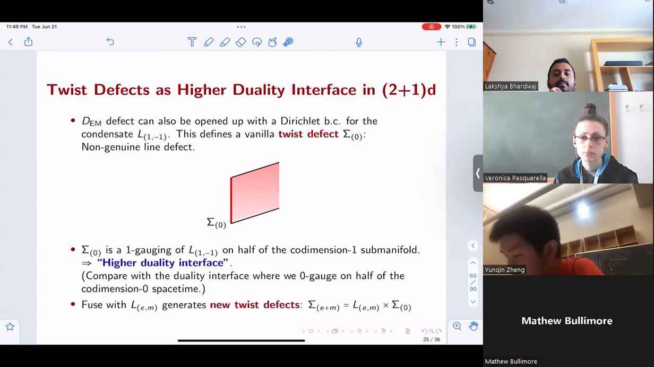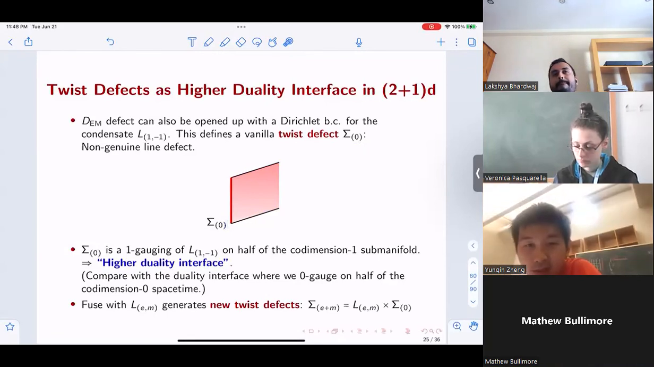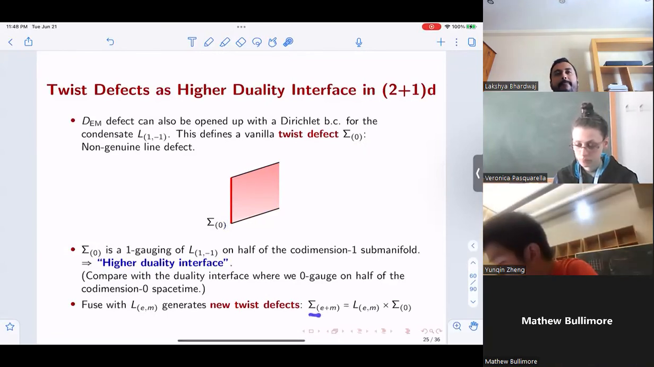Okay, so here is so far for the vanilla twisted defect. We can further generate a new twisted defect by further fusing the invertible line defects labeled by E, M parallel to this boundary. And this will give us the new defect, which turns out to depend only on the sum of E and M. So in total, we have n number of twisted defects.